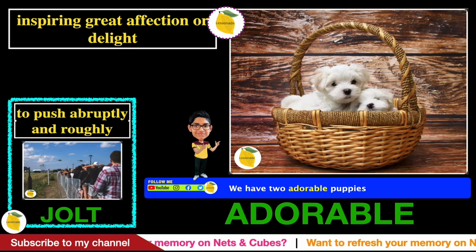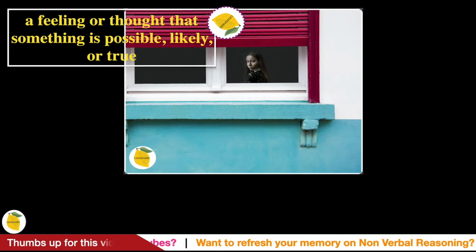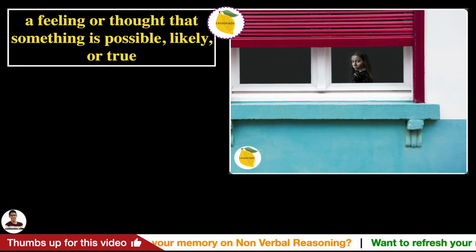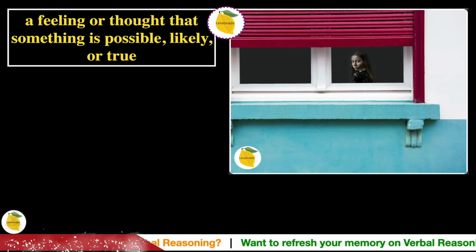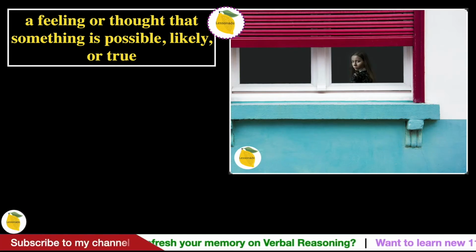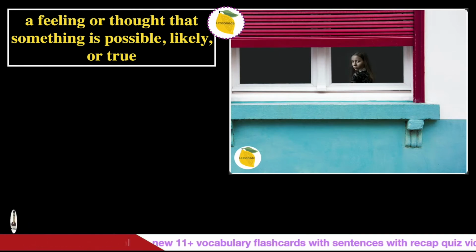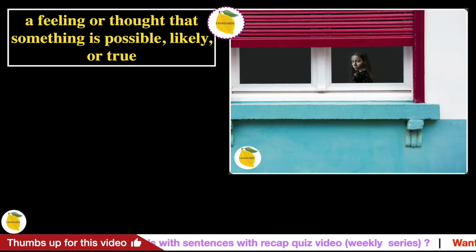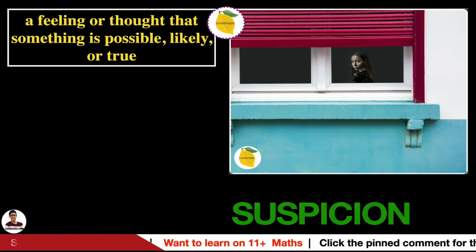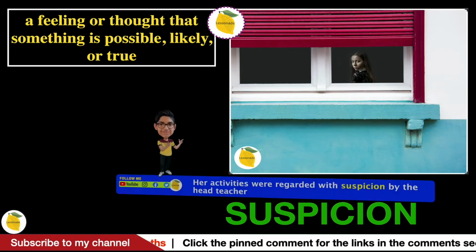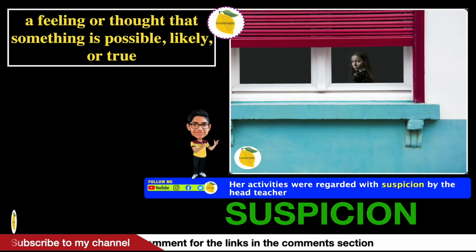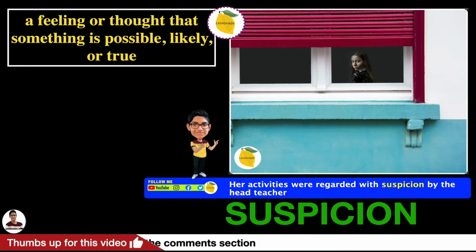Let's go on to the next one. The next one is a feeling or thought that something is possible, likely, or true. In this picture, we can see someone who's looking out of the window as if something might be true or it's possible, and therefore the word will be suspicion. And the sentence for this word is, her activities were regarded with suspicion by the head teacher.